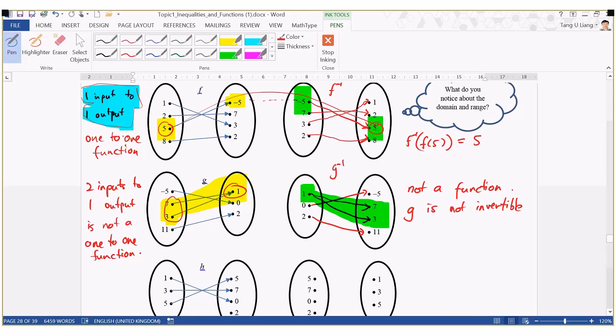Let me just write it here in the messaging box, so you can comment if you want to. For F to have an inverse function, it is necessary that F is a 1 to 1 function. It's a statement that we need to know.